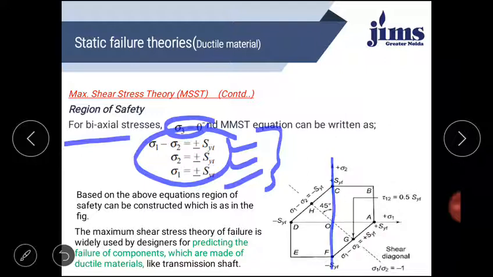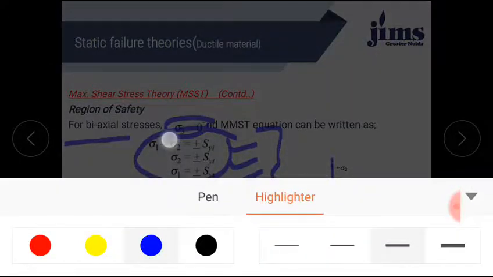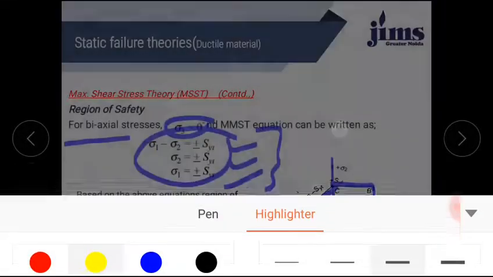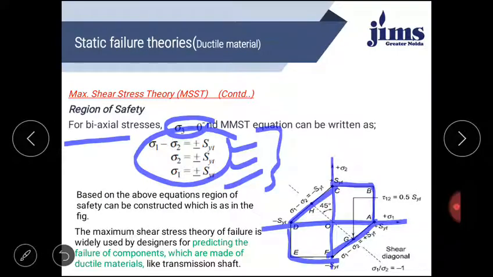Now plot these equations on the XY axis, and what we get is a line CD, which is based on sigma 1 minus sigma 2 is equal to minus SYT, and the second line on the positive side, sigma 1 minus sigma 2 is equal to plus SYT. Similarly, with sigma 1 and sigma 2 we can have these two lines, and with the help of these line equations, now we have an enclosed area.